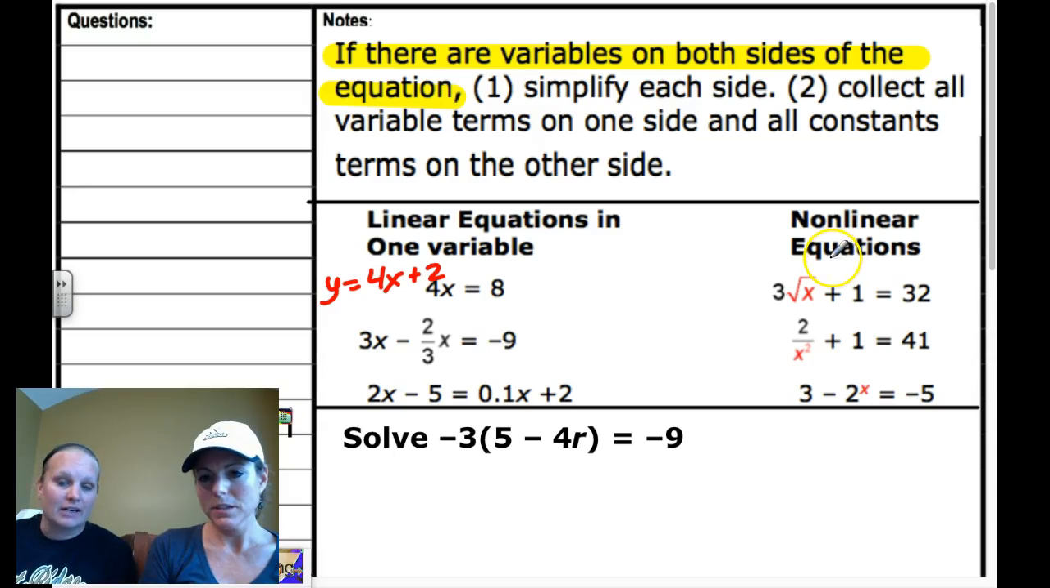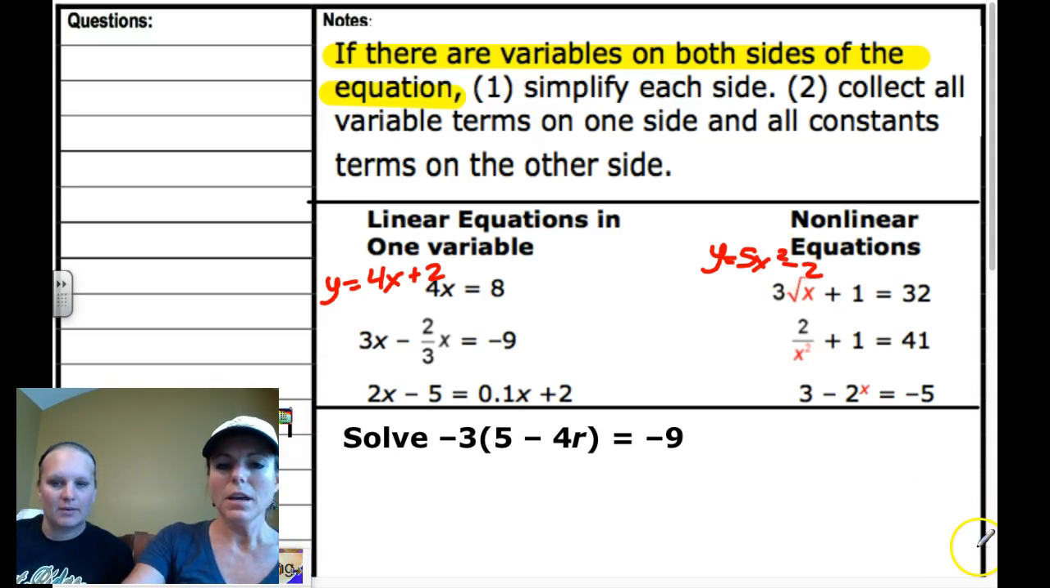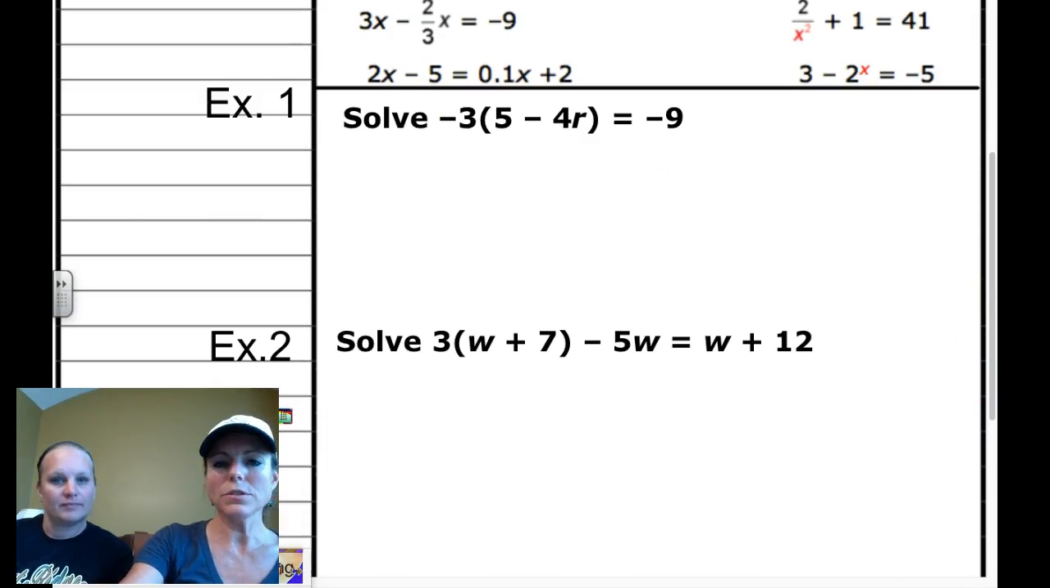Nonlinear means you're not going to have a straight line if you plot the points. Another one that I like is y equals, say, 5x squared minus 2. That's squared, which means it's not going to be a straight line. We'll get more into that way down the road. Here, we talked about solving. Let's right now do example 1 and solve a linear equation.